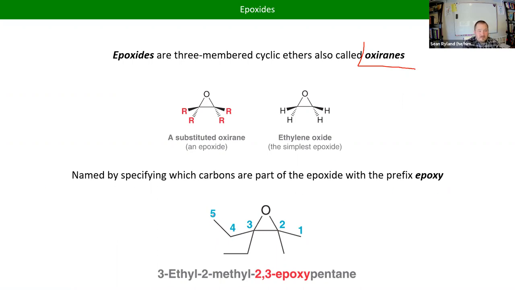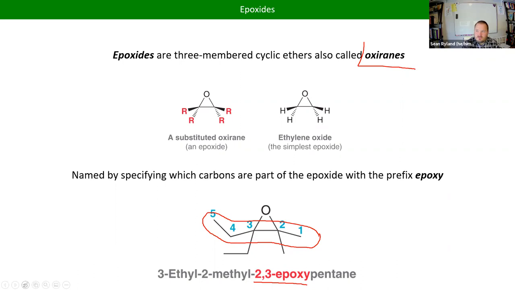But with our systematic naming system, we just go the same route as normal. Find your longest continuous carbon chain. And then you just add the prefix epoxy if there's an epoxy group in there. And you specify where the epoxy group is, which two carbons are attached, which is a little bit different than the alkene, where we would just say 2-epoxy. Partly because the oxygen is, by definition, if it's an epoxide, between carbon 2 and 3. But you could have a cyclic ether that was not between carbon 2 and 3. So they specify both numbers for these, but this is really getting into sort of the minutiae of nomenclature.